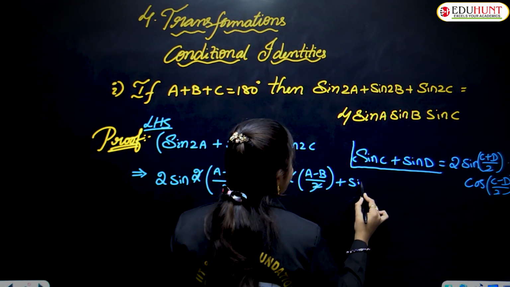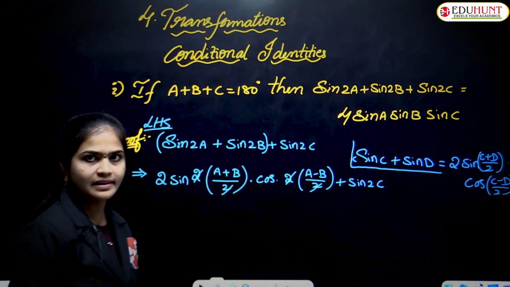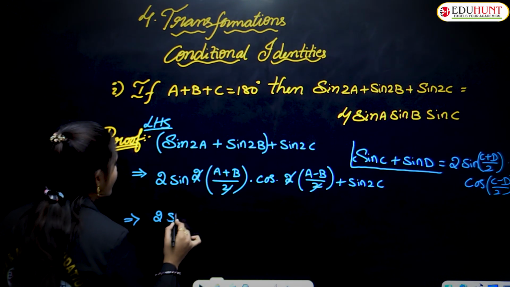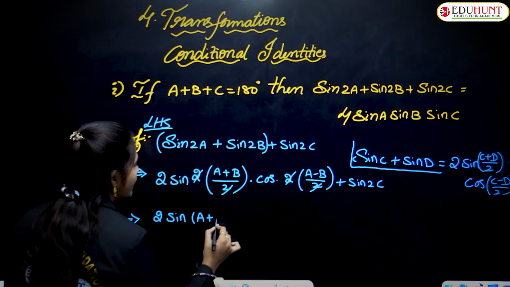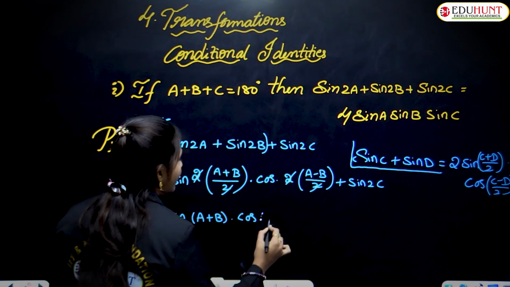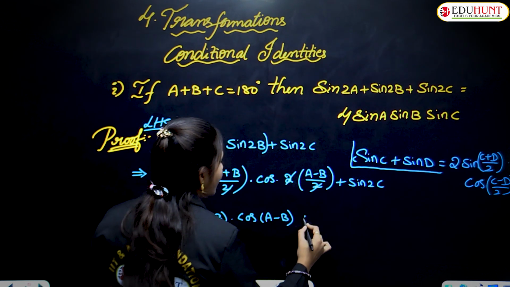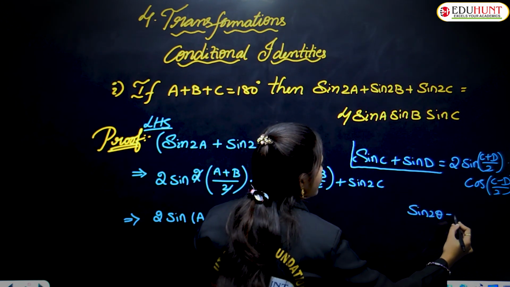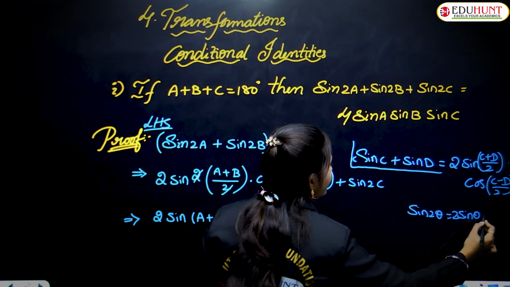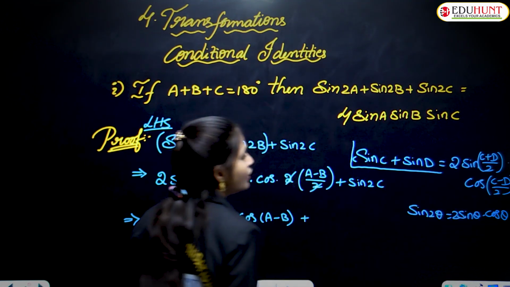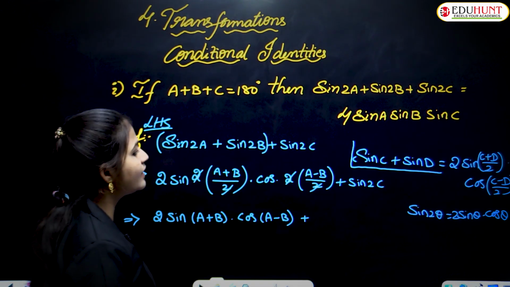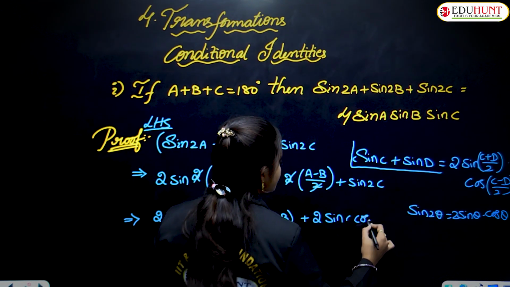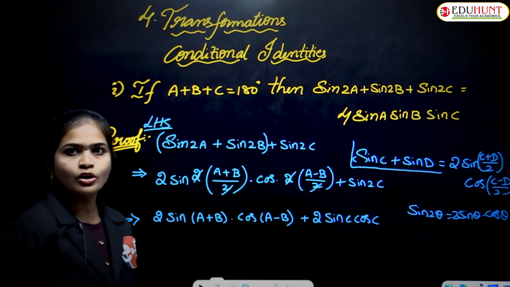Plus sin 2C, I am not changing that. So this one we can write as 2 sin of (A plus B) cos of (A minus B), plus sin 2C. The sin 2 theta formula is 2 sin theta cos theta. So sin 2C is 2 sin C cos C.